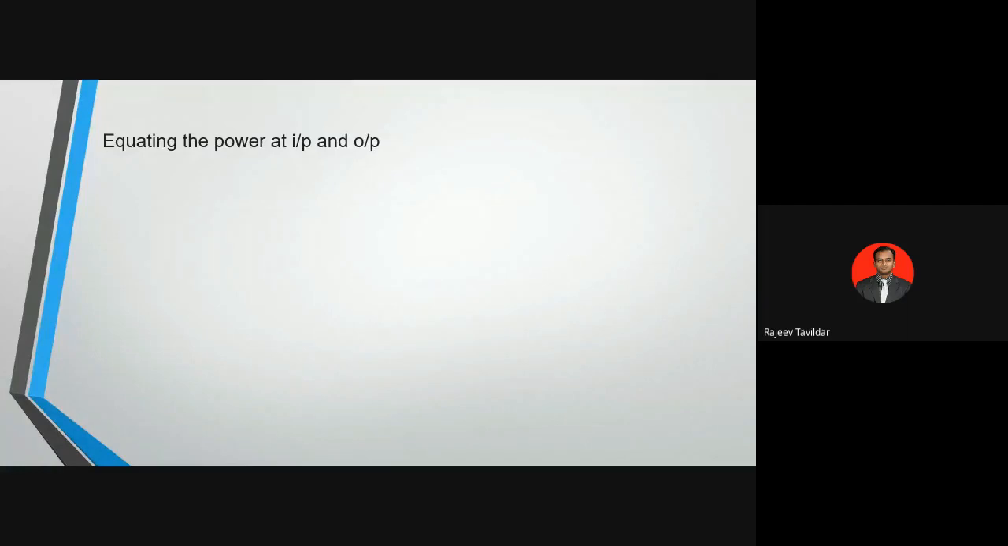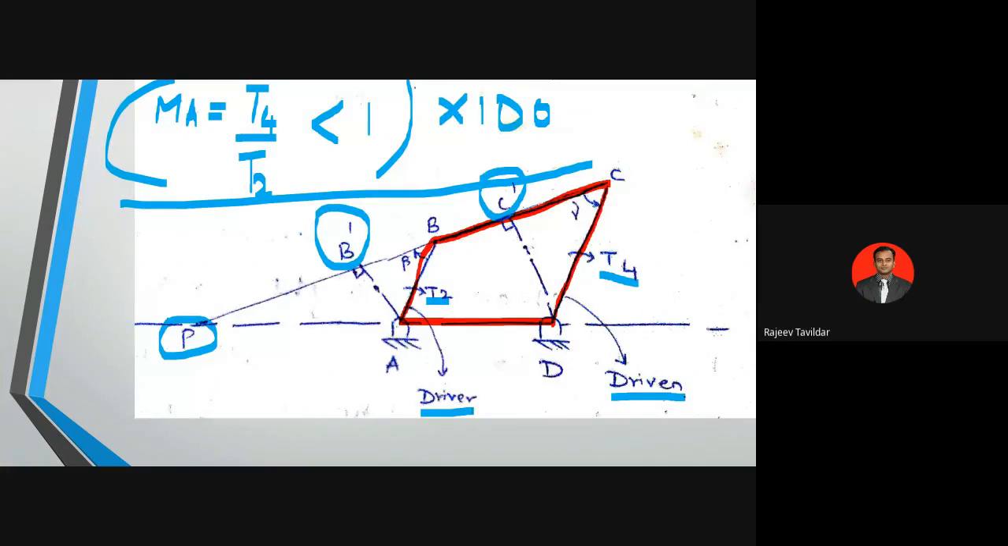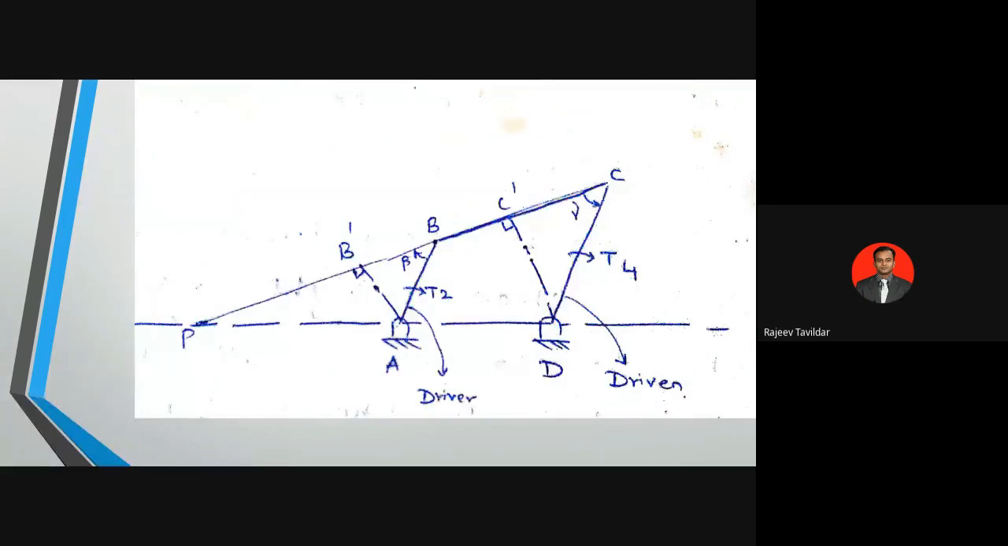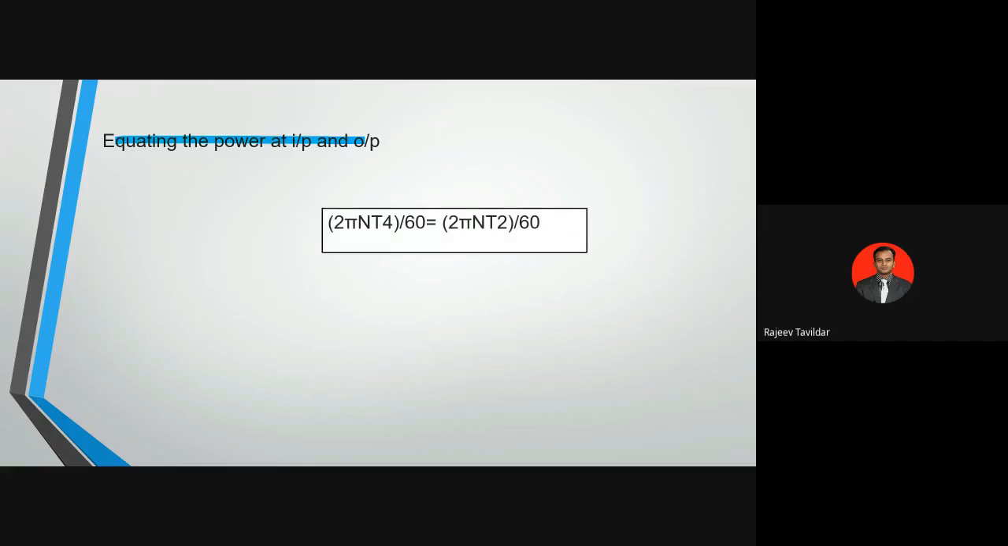Okay. Now coming to the equation or derivation point of view, referring to this diagram, though the torque is going to vary from input to output, under equilibrium conditions I am going to equate the power of input and output here. So I'm going to equate the power at the input and output. So we are having this equation 2 pi nT upon 60, that is the equation of power, which should be equal to 2 pi nT2 upon 60.